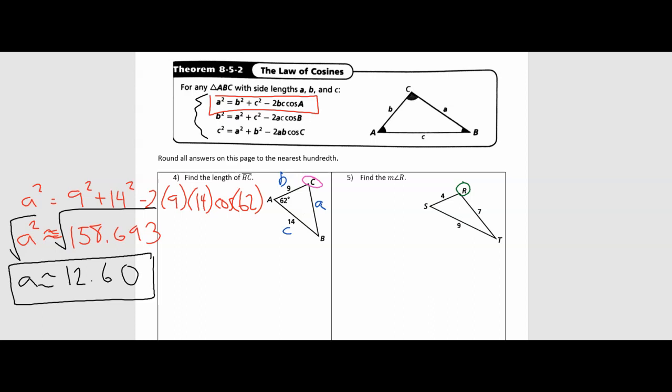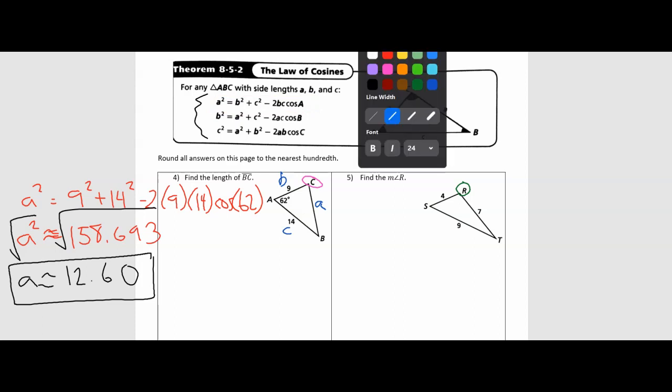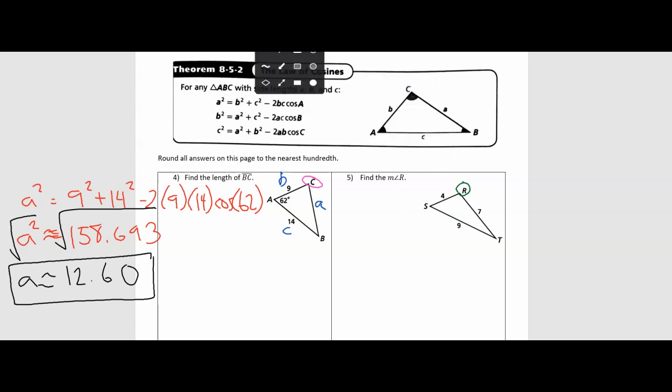You'll notice that the angles are not labeled A, B, and C. So you'll have to do a bit of pattern matching with our equations up here. These three, to figure out where the sides and where the angles should go. So pause the video, take a couple minutes, see if you can choose a correct equation, set it up correctly, and then figure out what that measurement of angle R is.